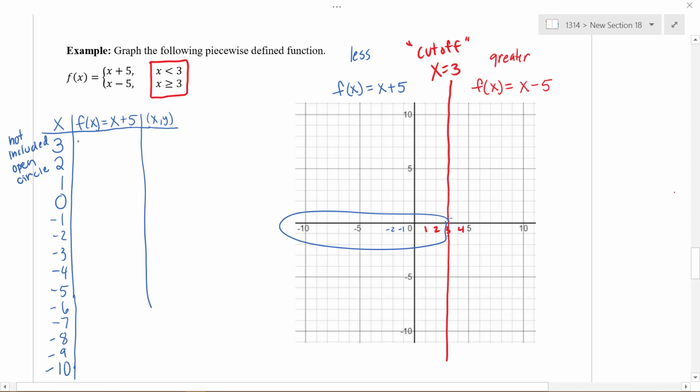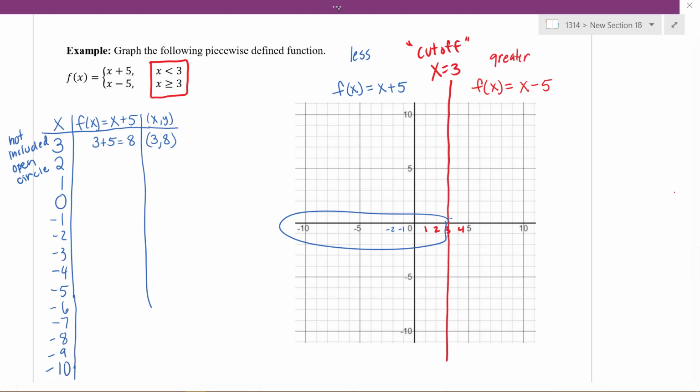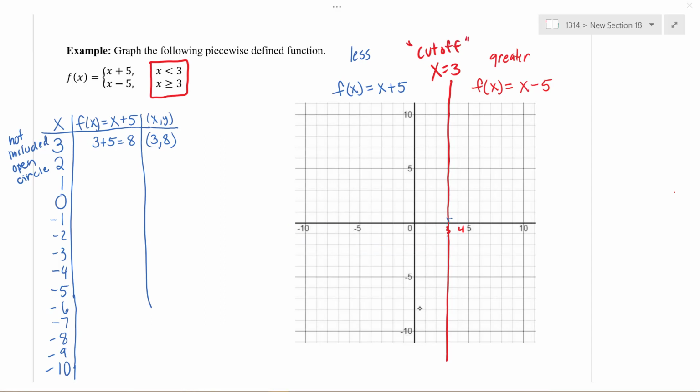Okay, so let's see what we get. I'm going to plug in a 3 in place of x. So that's 3 plus 5, and we get out an 8. So a 3 goes in, a y value of 8 comes out. Remember, I'm going to plot that point as an open circle. Here's our x value of 3 and our y value of 8. I'm going to put an open circle there, and label that as 3, 8.